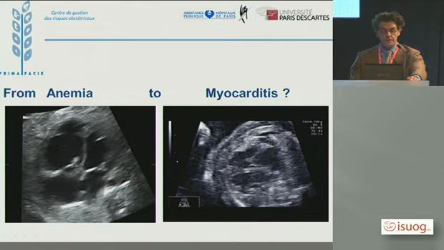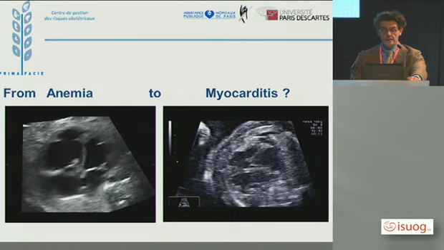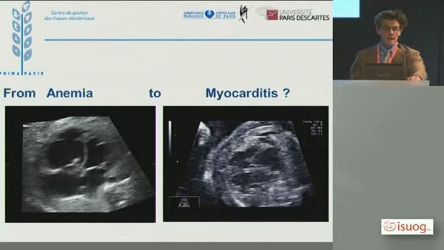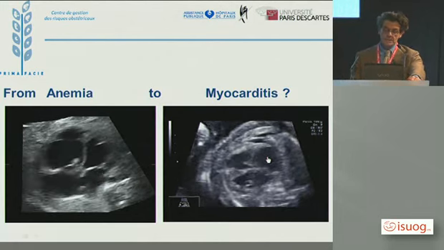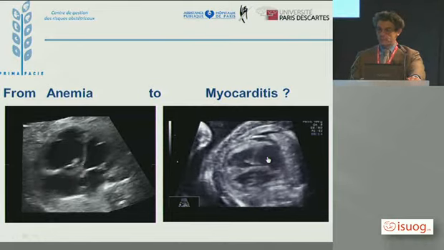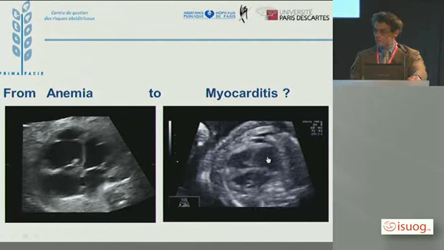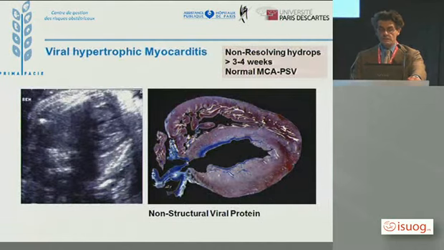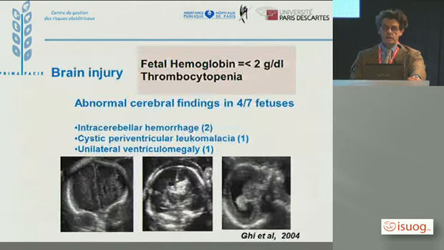And once you're back with normal MCA PSV and you still see high drops, you will look at the heart. If the heart went from a thin dilated heart, which is common in anemia, back to normal, it's fine. If, on the other hand, you see progressive thickening of the myocardium, you might be in the 5% of the cases where, despite recovery from anemia, this fetus is going to develop viral hypertrophic myocarditis, and this fetus or this neonate will die, whatever you do. And that's when the high drops is not resolving.